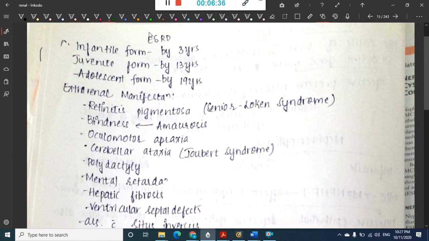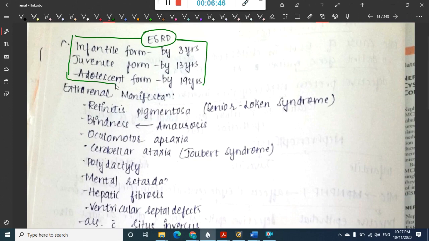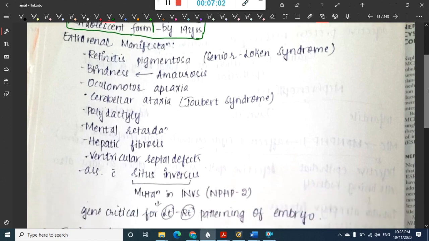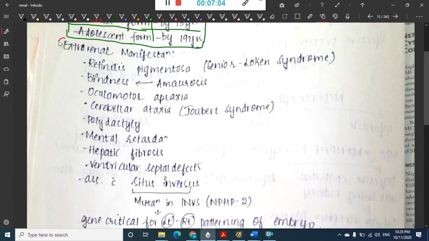In all the cases of nephronophthisis, there is development of end stage renal disease. In infants, end stage renal disease occurs by 3 years of age. In the juvenile form, it occurs by 13 years of life. In the adolescent form, it occurs by 19 years of age. Then we have one more, which is called extrarenal manifestations. So what are the extrarenal manifestations of nephronophthisis?